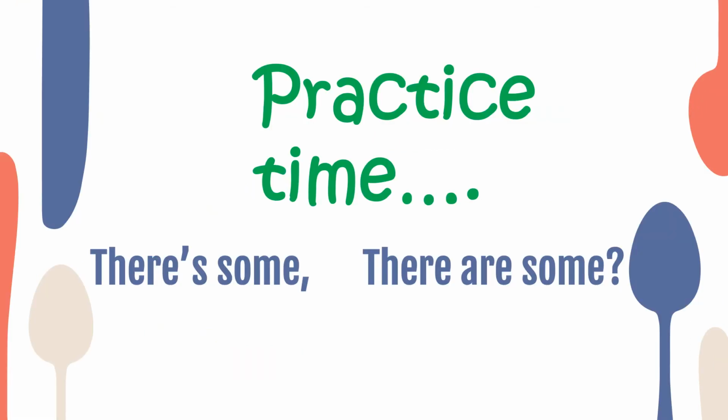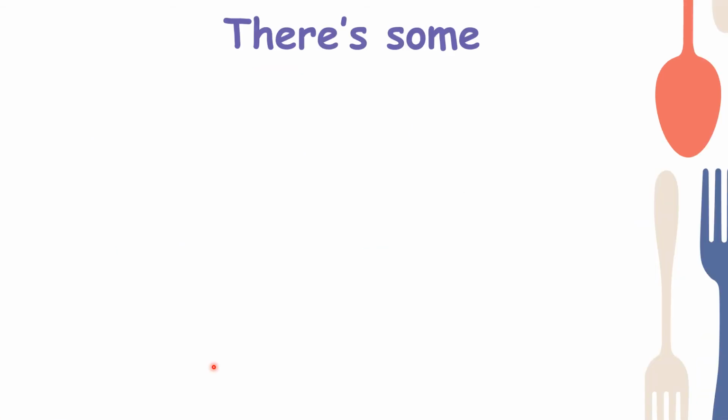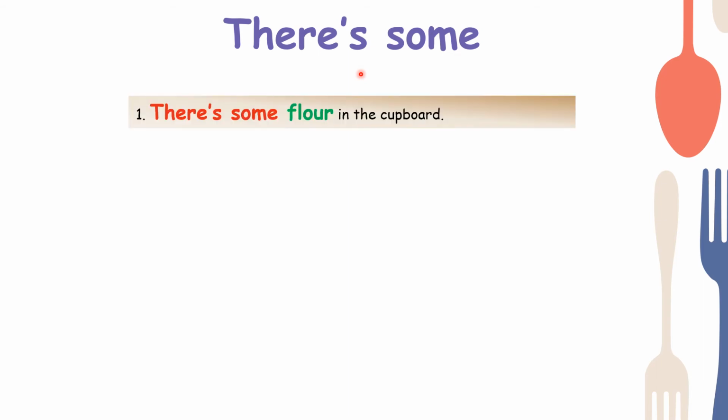It's time for practice. There's some or there are some. Let's start practicing for there's some. Remember, there's some is used for uncountable nouns, and uncountable nouns are things that we cannot count. Let's begin with the first sentence. Read after me. There's some flour in the cupboard.